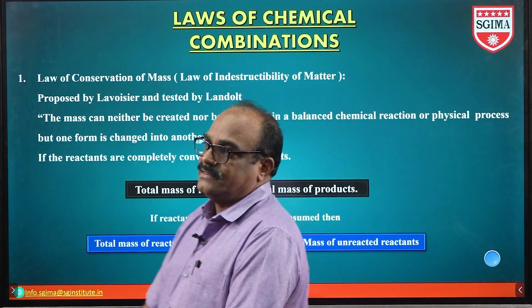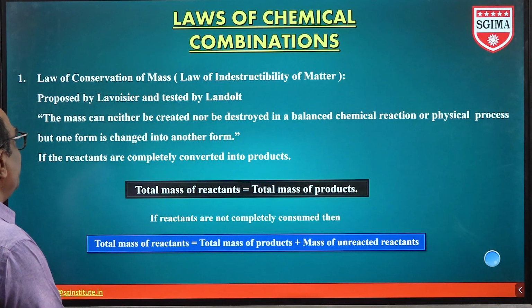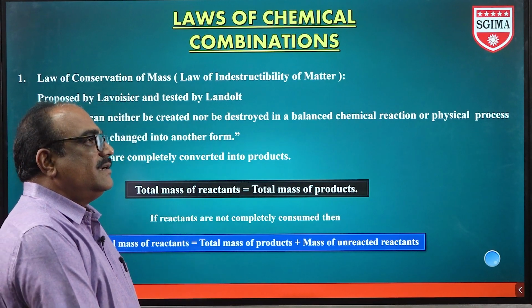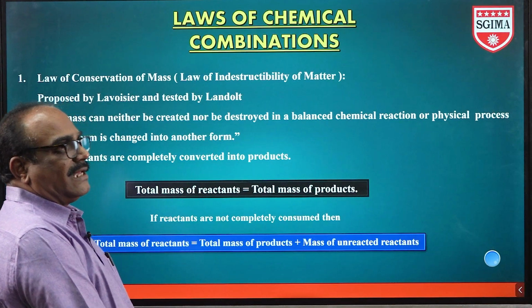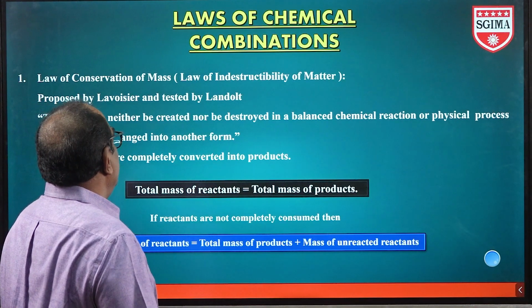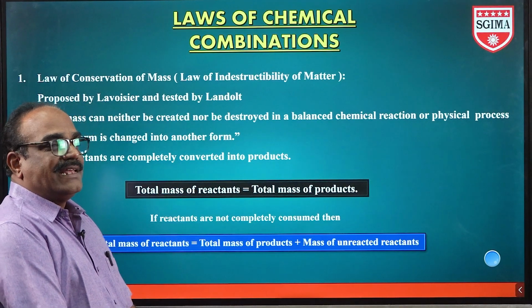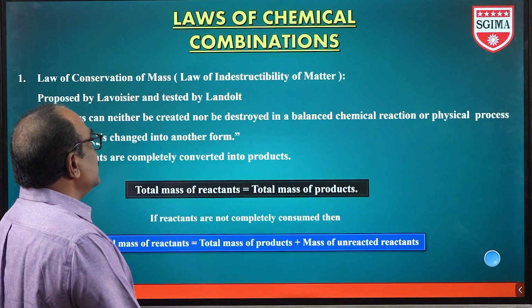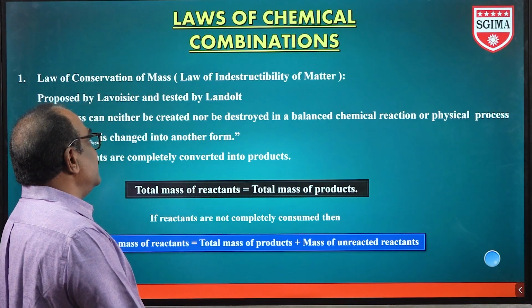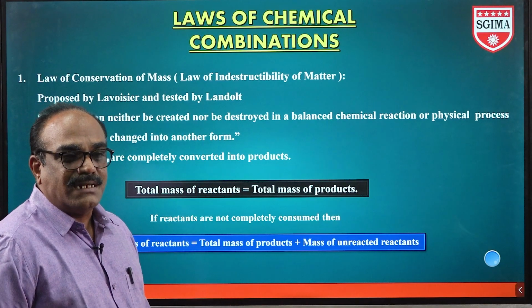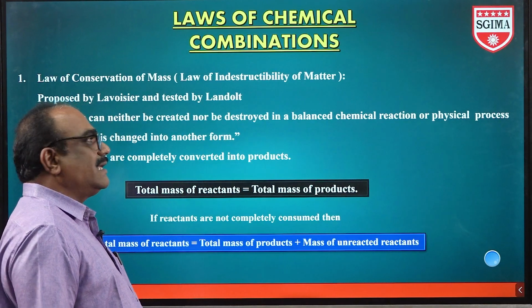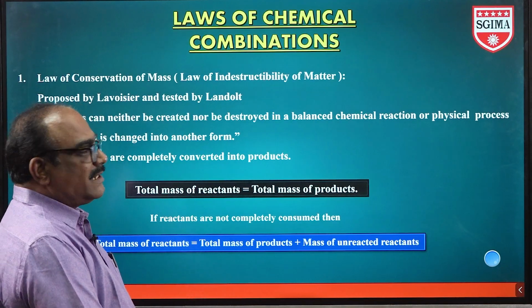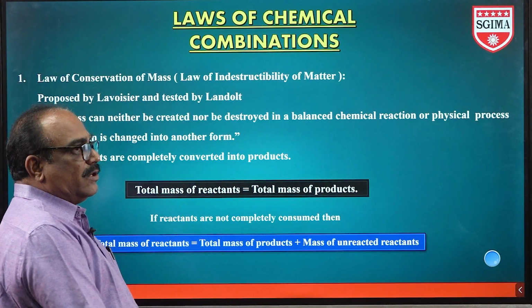The first law is the law of conservation of mass, a very famous law usually discussed in physics. Matter can be neither created nor destroyed. This is being applied to chemical reactions. When applied to a chemical reaction, with the same name, law of conservation of mass, it is often called the law of indestructibility of matter, meaning that matter cannot be destroyed. It was proposed by Lavoisier and later tested by Landolt.